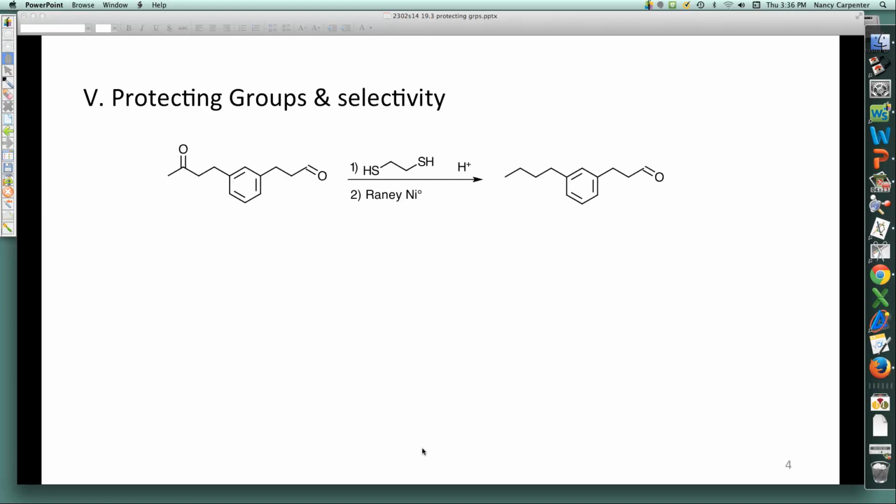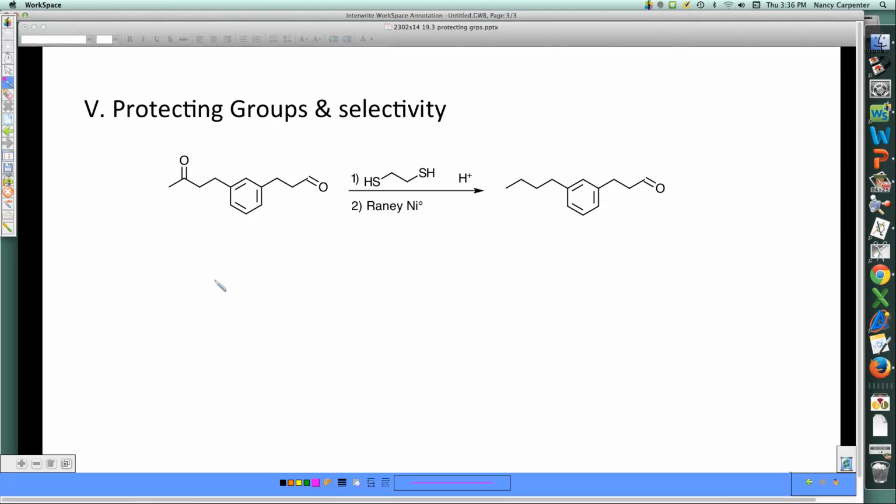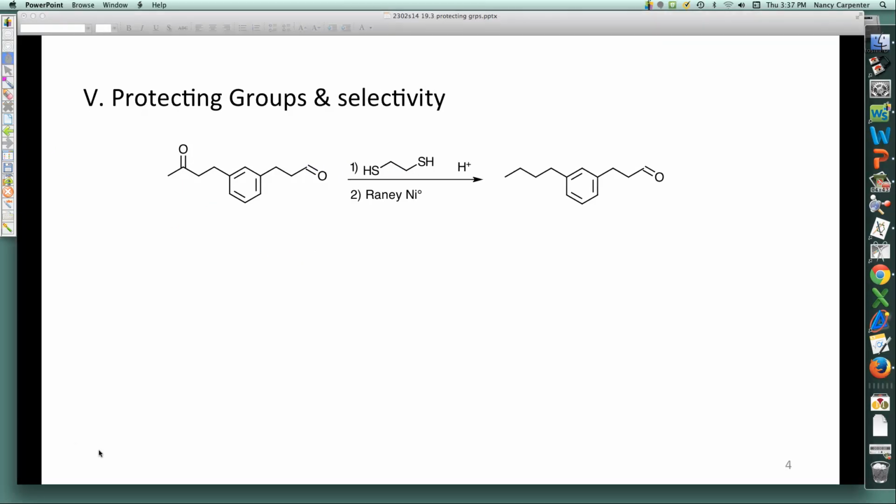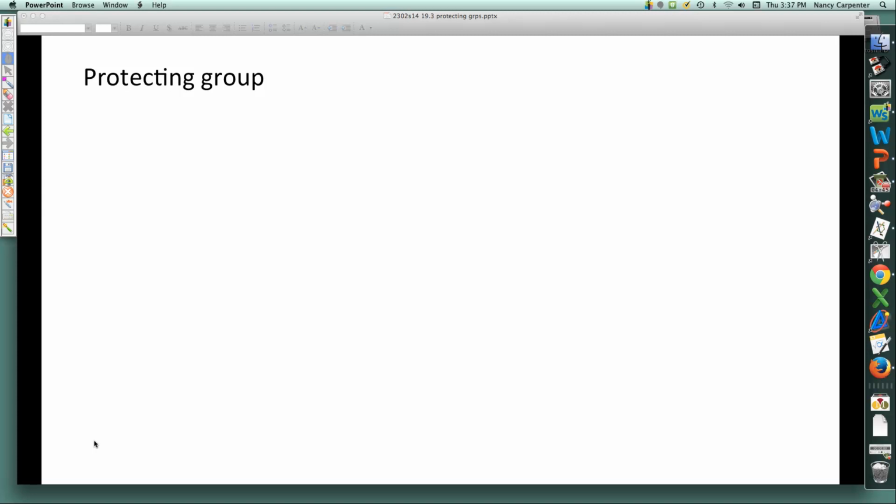However, back to this little problem. I want this carbonyl to be reduced. How can I get that carbonyl to be reduced when it is the less reactive site? No matter how bulky my reagent or how warm or cold my temperature is, this thiol is going to go for the aldehyde. So this calls for some other strategy, and that other strategy is the use of protecting groups.